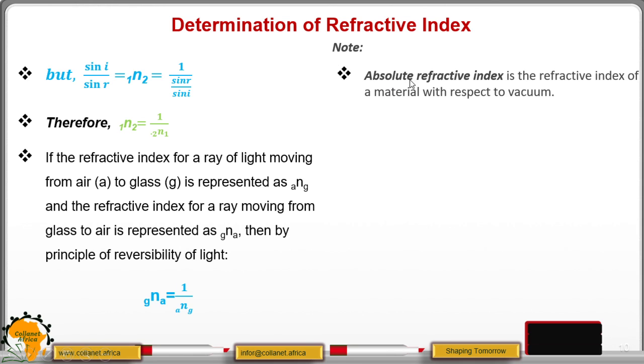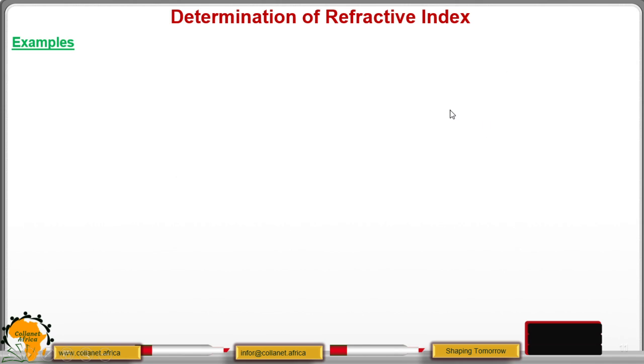Note that when we are talking of absolute refractive index, this is the refractive index of a material with respect to the vacuum. Remember, all these ones, we are referring to two media, either air and glass or glass and water. But now when you take the second medium to be vacuum, then whatever you're going to get will be absolute refractive index. And a vacuum has a refractive index of 1, that is 1.00. Then from there we can look at examples.